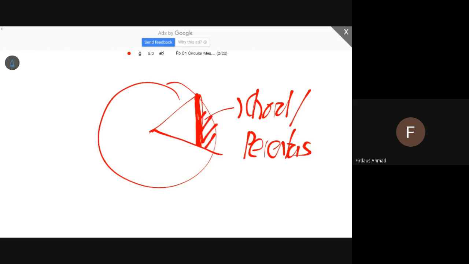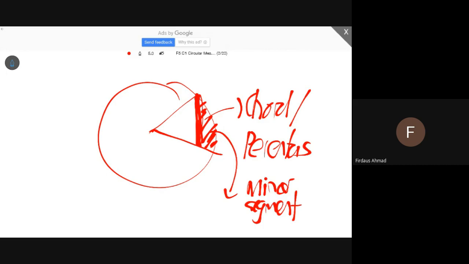Okay, how about this one? What do we call this? Apa ungkapan untuk yang ni, what is this term? Yes, very good, minor segment. Okay, or segment also correct lah. Minor segment.